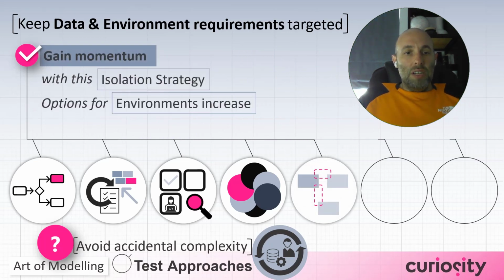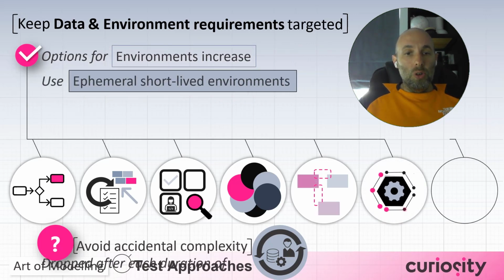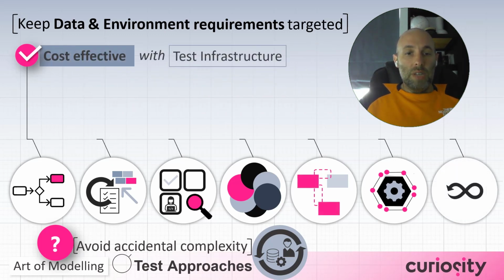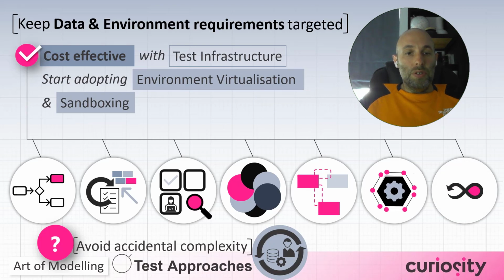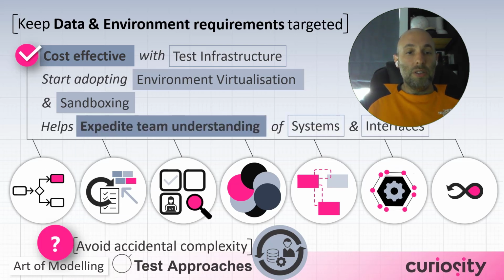As your isolation strategy gains momentum, so do your options for environments. The ideal you want is an ephemeral environment, short-lived environments that last the length of your test execution and then get dropped. This allows you to be cost-effective with your test infrastructure and gives you the option to start adopting things like environment virtualization and sandboxing, but that can only really become true if you have confidence that the system or interface you are replacing with a virtual equivalent is just that.